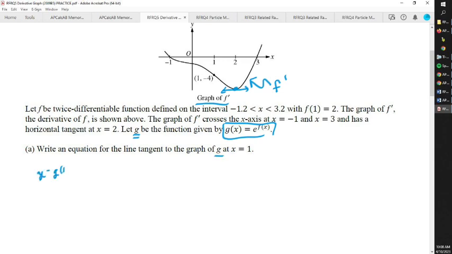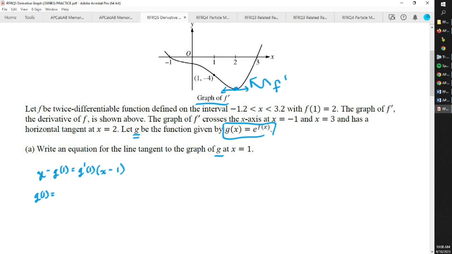And what I like to do first is to write the formula for a tangent line. So you have y minus y1, which is g of 1. Okay, and then you have the slope, which is g prime of 1, times x minus 1. I write this out to see, okay, what do I need in order to finish this equation? The first thing I need is g of 1.